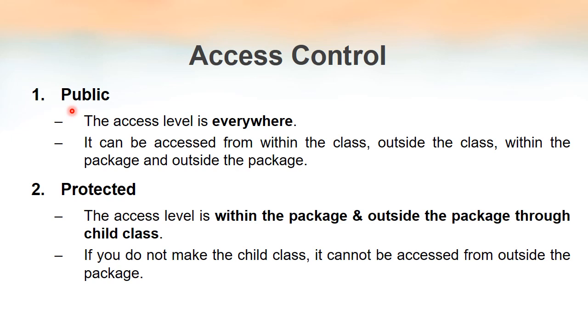If you are declaring a class or a variable or a method as public, it can be accessed from anywhere. Anywhere means it can be accessed from within the class or outside the class, within the package to which the class belongs, or even from outside the package to which the class belongs. So that is the meaning of the access modifier public. We have seen this keyword when we have written the main method, isn't it? Public static void main.